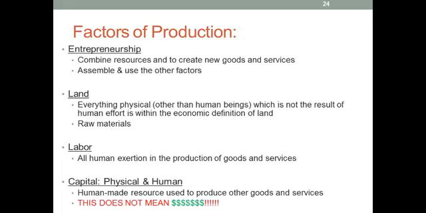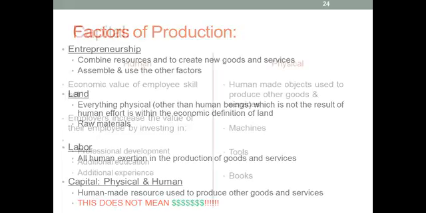Capital is human-made resources that are used to produce goods and services. So a hammer is an example of physical capital, but my master's degree is an example of my human capital. It's my experience, my knowledge, my credentials. That allows me to be more effective, whereas the computer that I use could be termed physical capital.